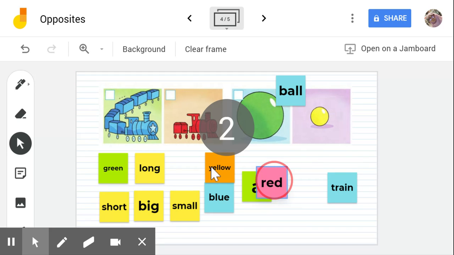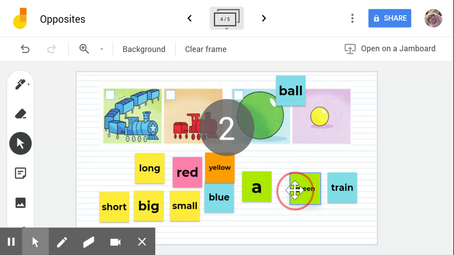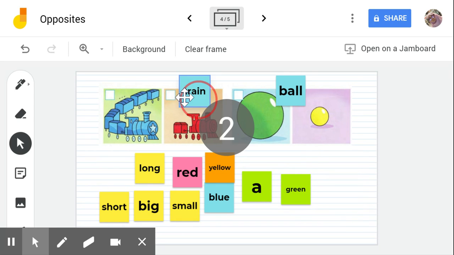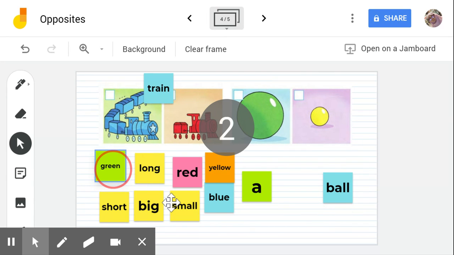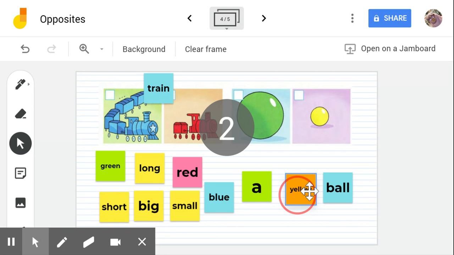Okay, that goes on with the ball, which is the green ball. And this one is the green ball. And what we can say, a yellow ball. So what we're going to do if there are two adjectives?